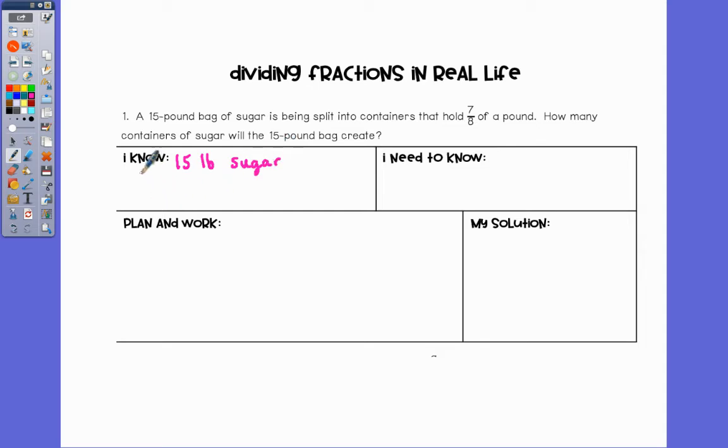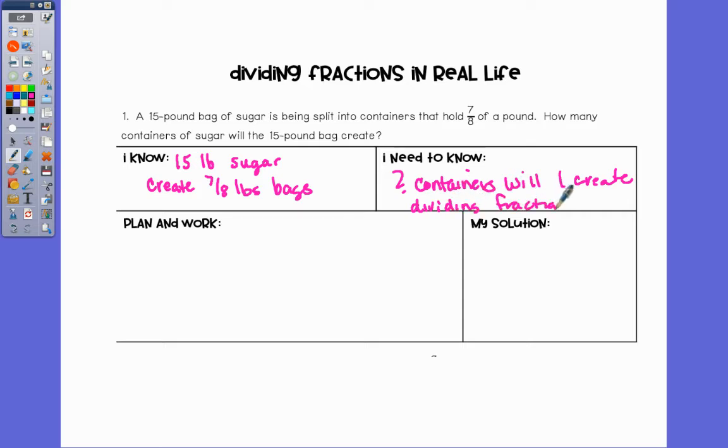I am going to create 7/8 pound bags. I need to know how many containers will I create? Well, how am I going to do this? I am going to do this by dividing fractions. So my plan is the dividing fractions and my work.